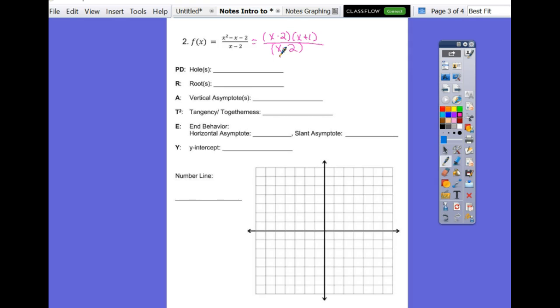What cancels? Okay, so we're going to get a point discontinuity. Oh, yeah, right? You guys, what is left over? X plus 1. What is that if you graphed it? It's a line. Does a line have a vertical asymptote, a slant asymptote, a horizontal asymptote? Does it have any of the stuff?